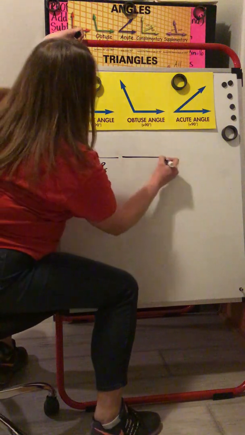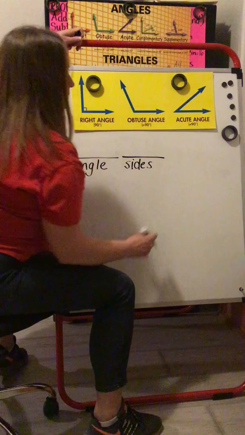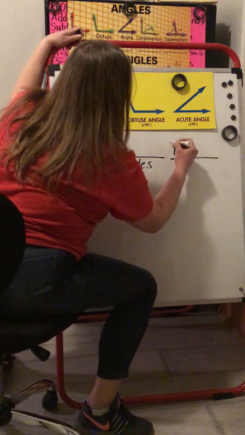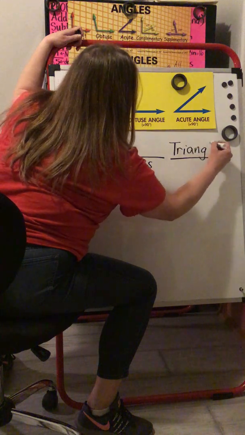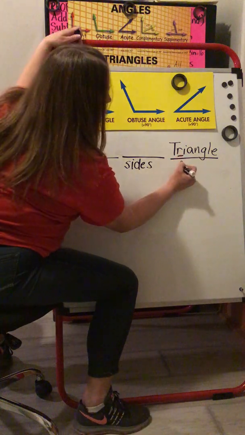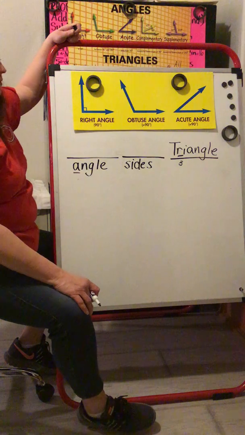And then we have what kind of sides does that triangle have. And the third name's pretty easy. All triangles are called a triangle for their last name. And if you really think about it, tri means three, angle. A triangle has three angles in it.